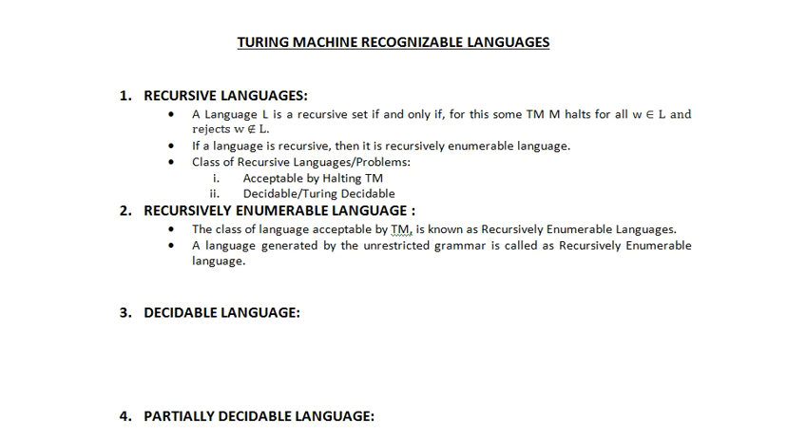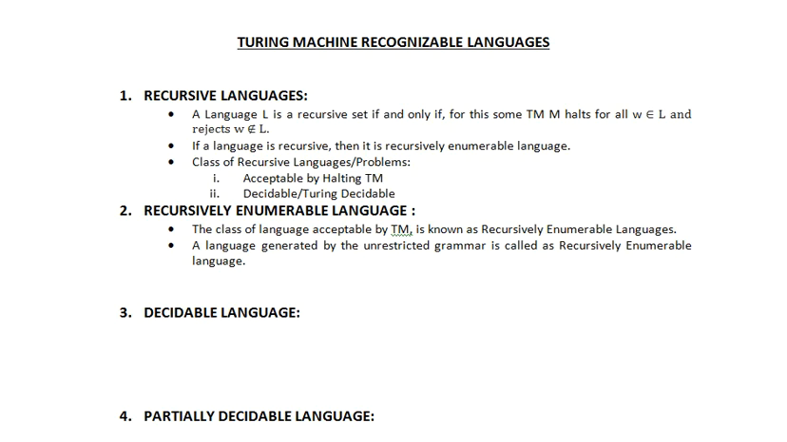If you talk about a recursive language, suppose L is a language, it is said to be a recursive set if and only if a Turing machine M halts for all w, meaning all possible strings that belong to that language L, and definitely rejects whatever strings are not belonging to that particular language. This is a very important point for understanding what is a recursive language.